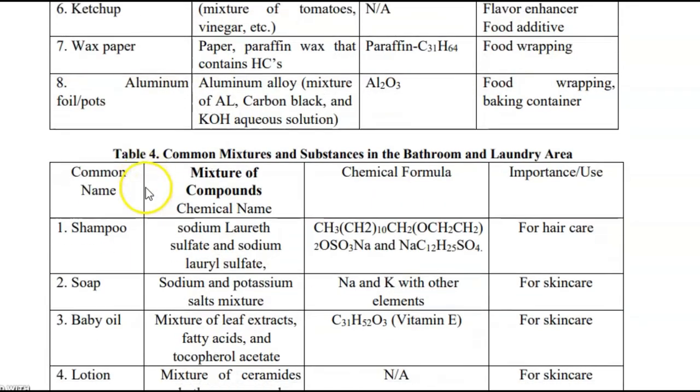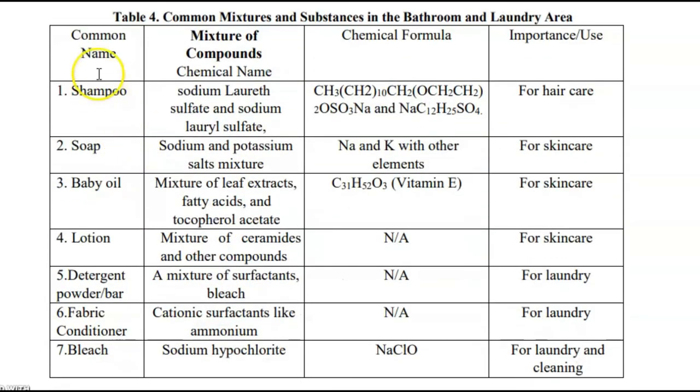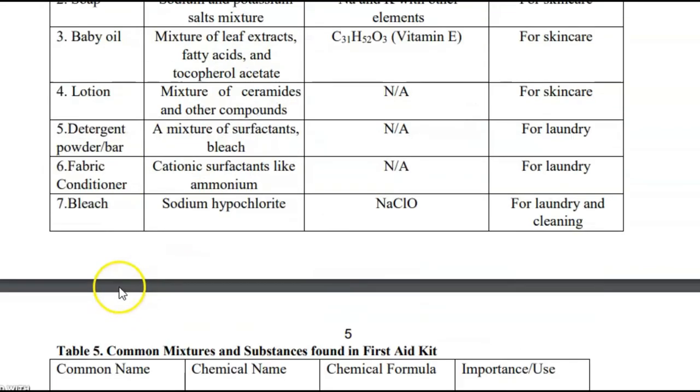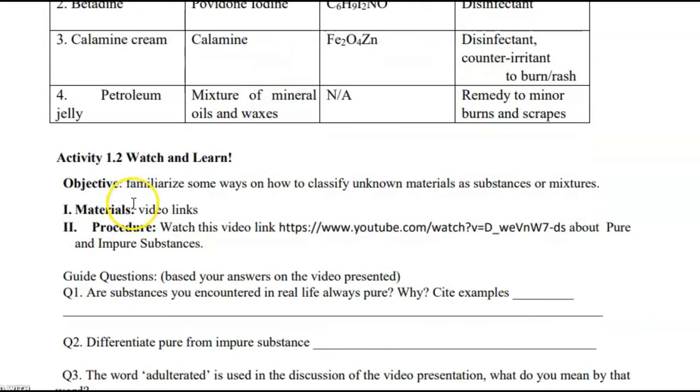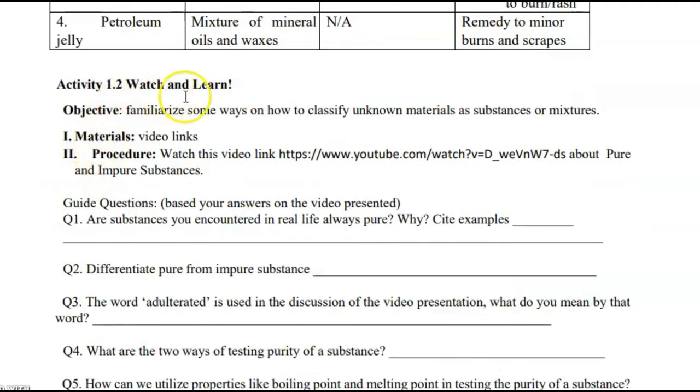Meron din tayo na matatagpuan sa ating CR or sa laundry area. Shampoo, soap, baby oil, lotion, detergent, fabric conditioner, bleach. And of course, sa ating first aid kit, merong alcohol, betadine, calamine cream, and petroleum jelly. Let's move on. Huwag niyong kalimutang basahin ang kanilang mga common name, chemical name, at ang kanilang mga uses. Okay? Activity 1.2, watch and learn.